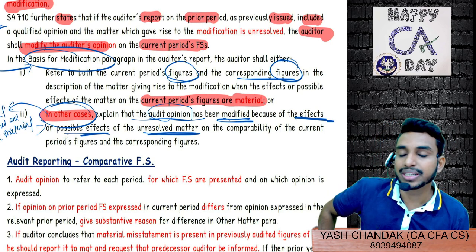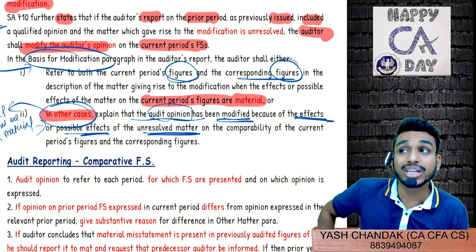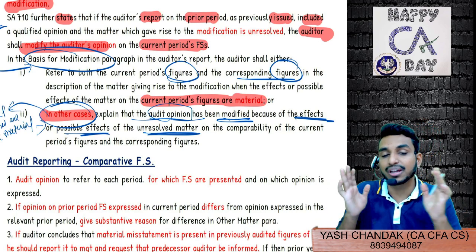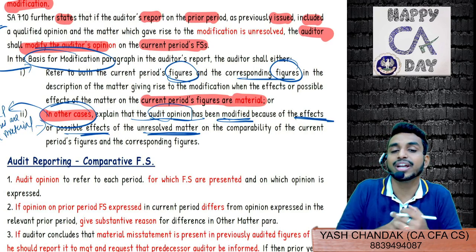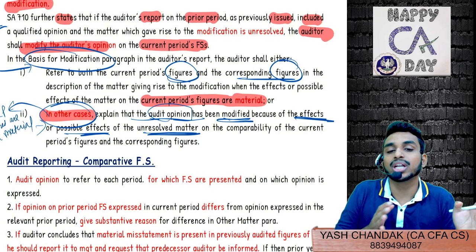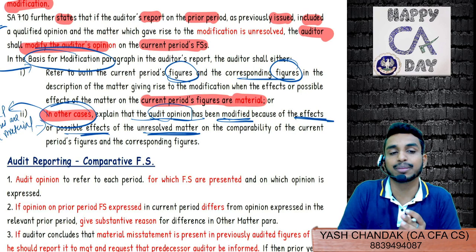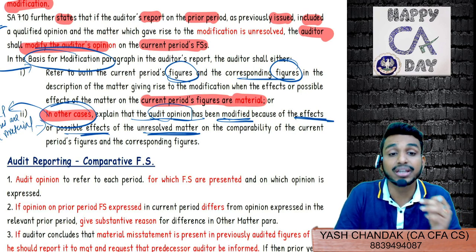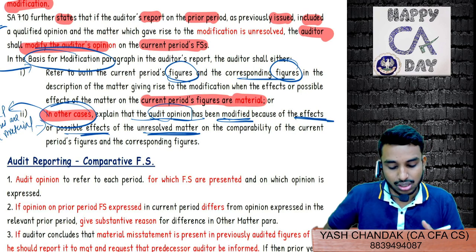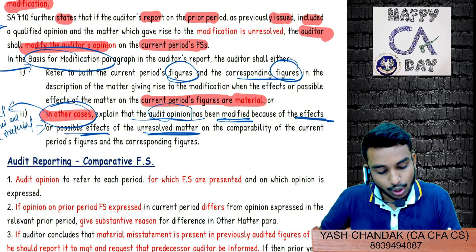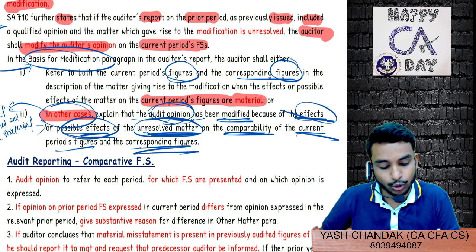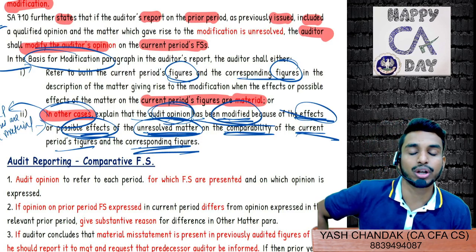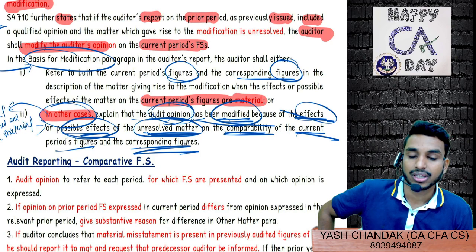So if it is not material to the financial statement, you need not refer to the prior period figures and the current period figures. You will mention that we have qualified the opinion because we are not able to match the prior period figure with the current period figure, and there is some inconsistency between the both. Because of the possible effects of the unresolved matter on the comparability of the current period figures and the corresponding figures, the audit opinion has been modified.